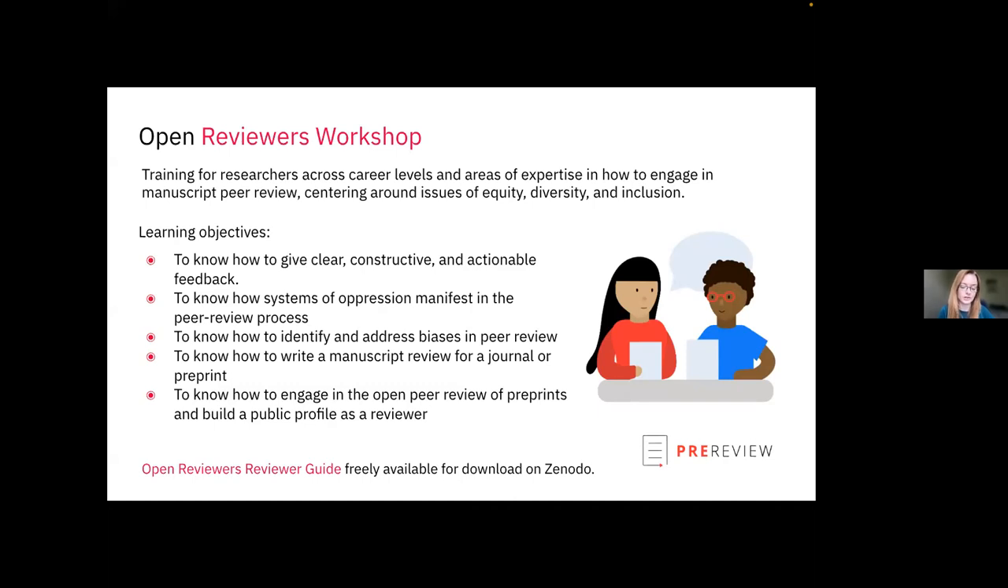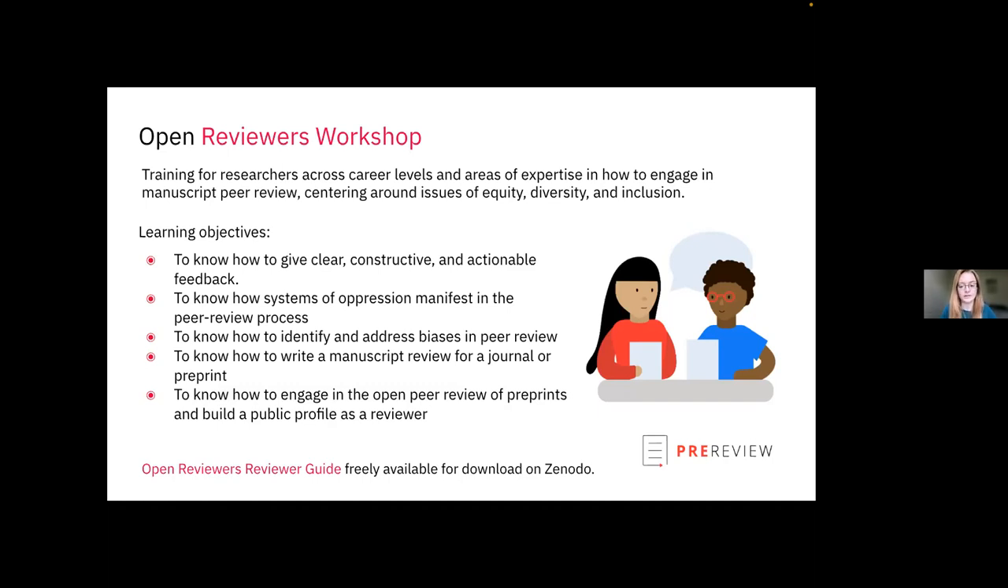Our Open Reviewers workshop has 3 modules, the final of which includes a guided live and collaborative review of a preprint, which is then published on prereview.org with a DOI assigned via Zenodo. The learning objectives in the workshop include how to give clear and constructive, actionable feedback, to know how systems of oppression manifest in a peer review process, to know how to identify and address biases in peer review, to know how to write a manuscript review for a journal or preprint, and to know how to engage in the open peer review of preprints and to build a public profile as a reviewer.